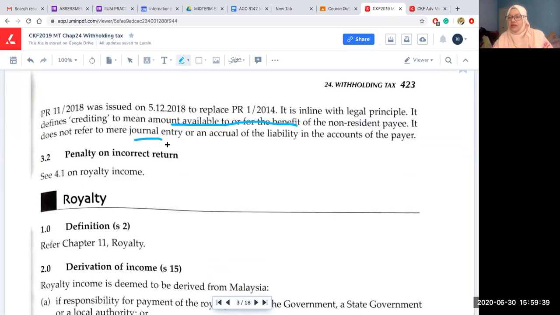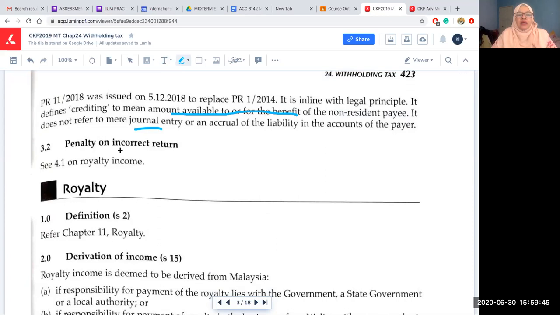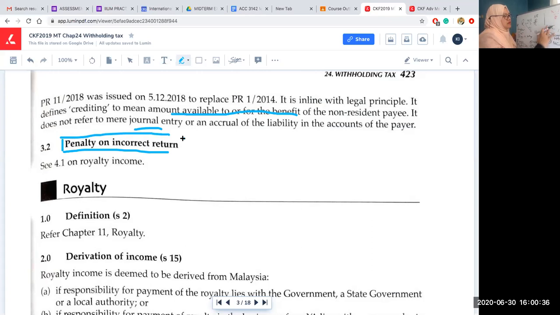Remember the penalty, which later we are going to look into: penalty for incorrect returns, very important. Why are we going to look into this? Because whenever you have any income, whether it's a Section 40A income, a royalty, or an interest, if you submit an incorrect return, the penalty is the same. So we're going to look into that once only. It's not that every topic you're going to repeat the same thing. So later we look into incorrect returns. One is for non-compliance, another one is for incorrect returns. So there are two types: one is incorrect returns and the other one is non-compliance.